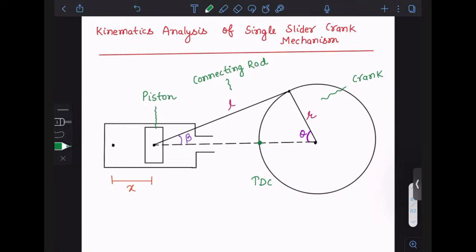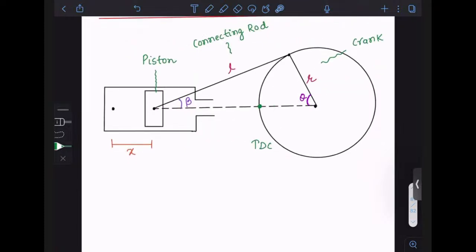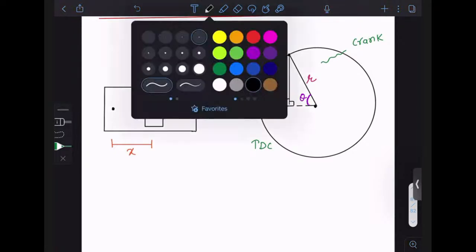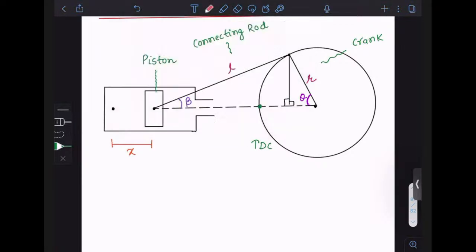So now, what I'm going to write here, some points. This angle is your theta. This angle is your beta. Beta is the angle between the connecting rod and the line joining the center and the piston. And R is the radius of the crank. Theta is the angle between this line joining and the crank. And suppose I'm going to draw a perpendicular here like this, everyone. You can just name it, suppose this is called your A, this is called your B, this is called your C, this is called your D.